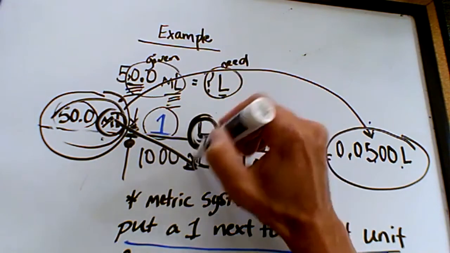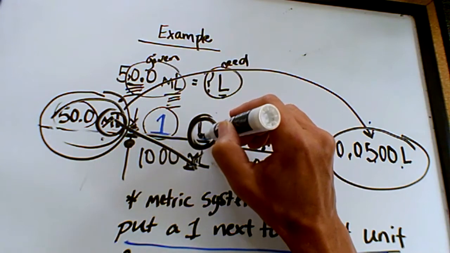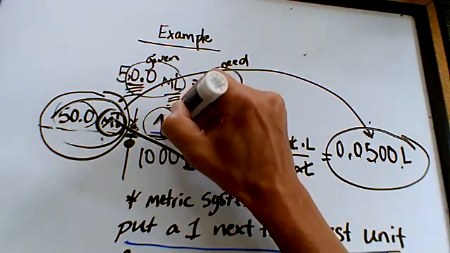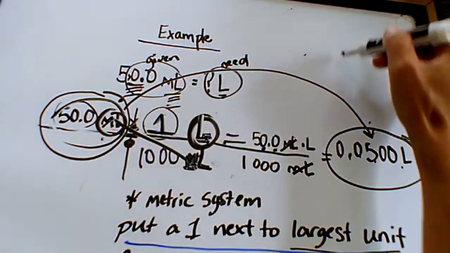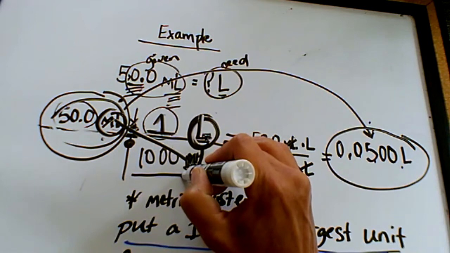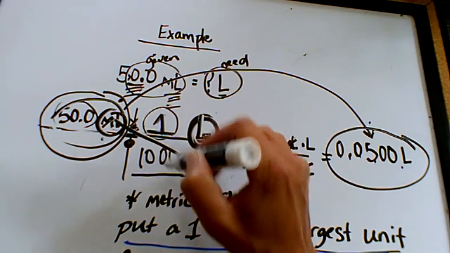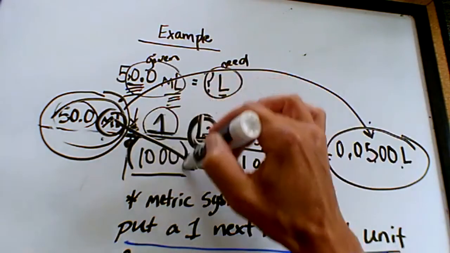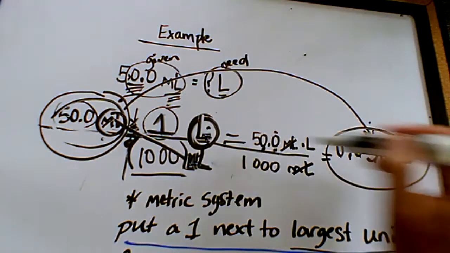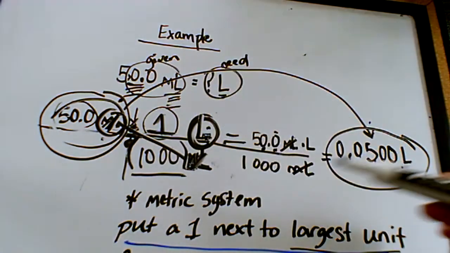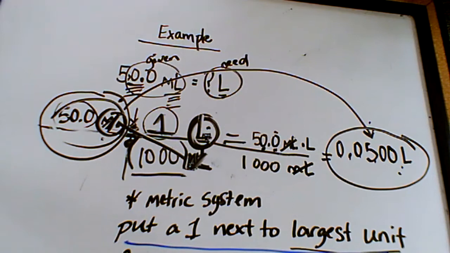I said this is the metric system. I'm going to give the largest unit a 1. Liters is bigger than milliliters, so I'm going to put a 1 right here. I'm then going to figure out how many times larger it is, and I'm going to put that number right here. I'm then going to multiply across, press equals, divide it by the bottom, press equals, and I'm going to cancel my units that are the same on top and bottom. And I'm going to make sure that my answer makes sense, and it does.